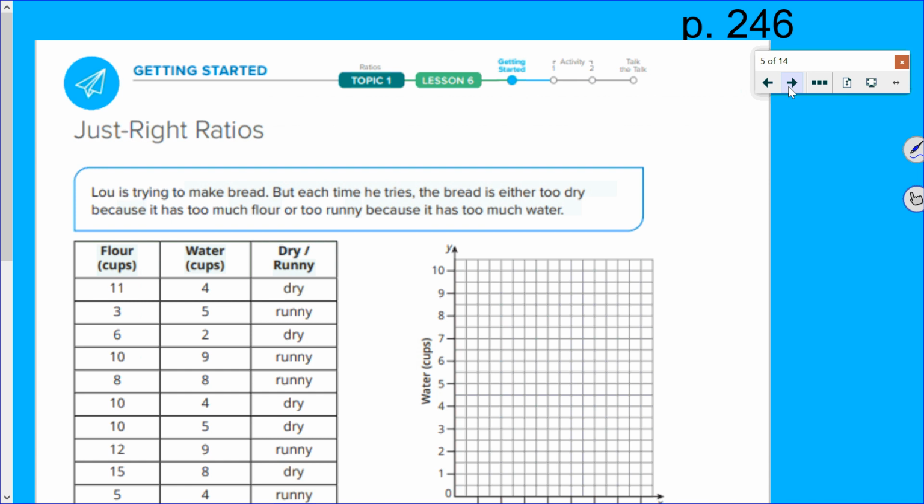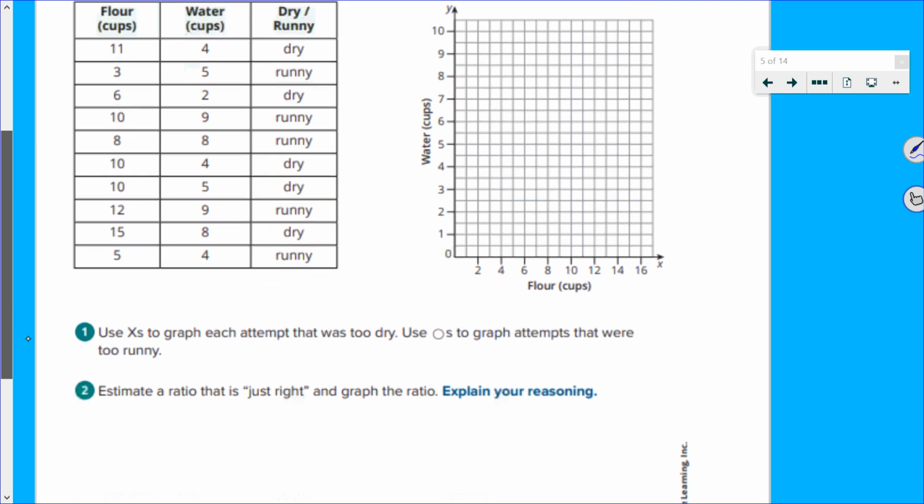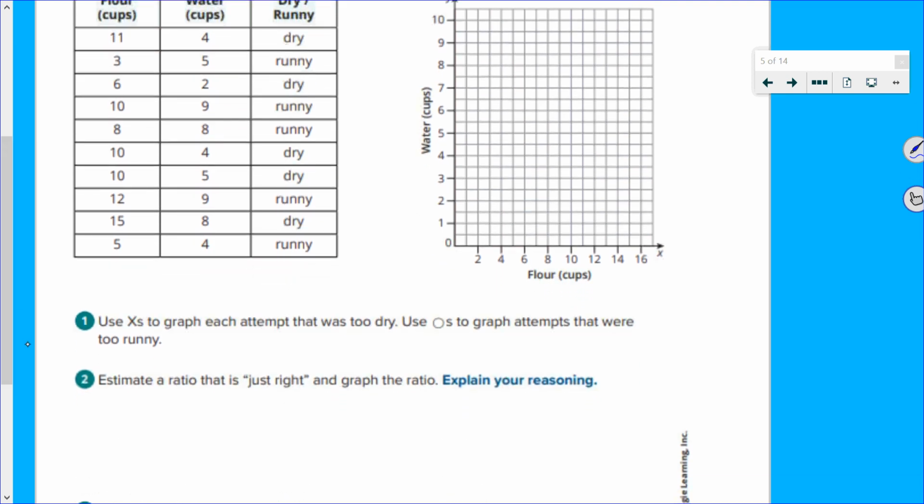Okay, let's go to our next page. We're on 246. Okay, Lou is trying to make bread, but each time he tries, the bread is either too dry because it has too much flour or too runny because it has too much water. So he gives us a whole bunch of different tries. He shows us all of the different ones he did and whether it was dry or runny. Now, use X's to graph each attempt that was too dry. Use O's to graph attempts that were too runny. So there is our task.